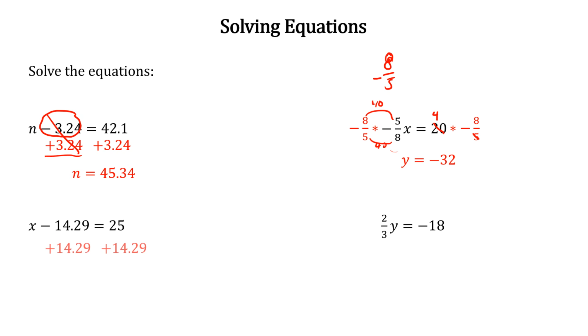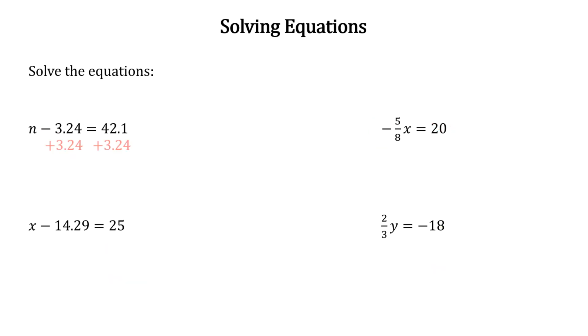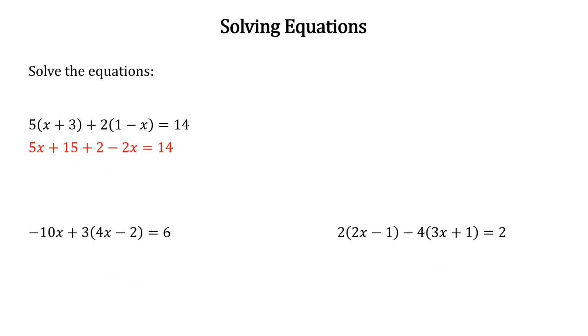Okay. Add 14.29 to both sides. Get 39.29. Over here, we're going to multiply by 3 over 2. And again, the way I think about it is 18 and 2. This will be negative 9 times 3, negative 27. All right? I don't know why I got that same one twice.